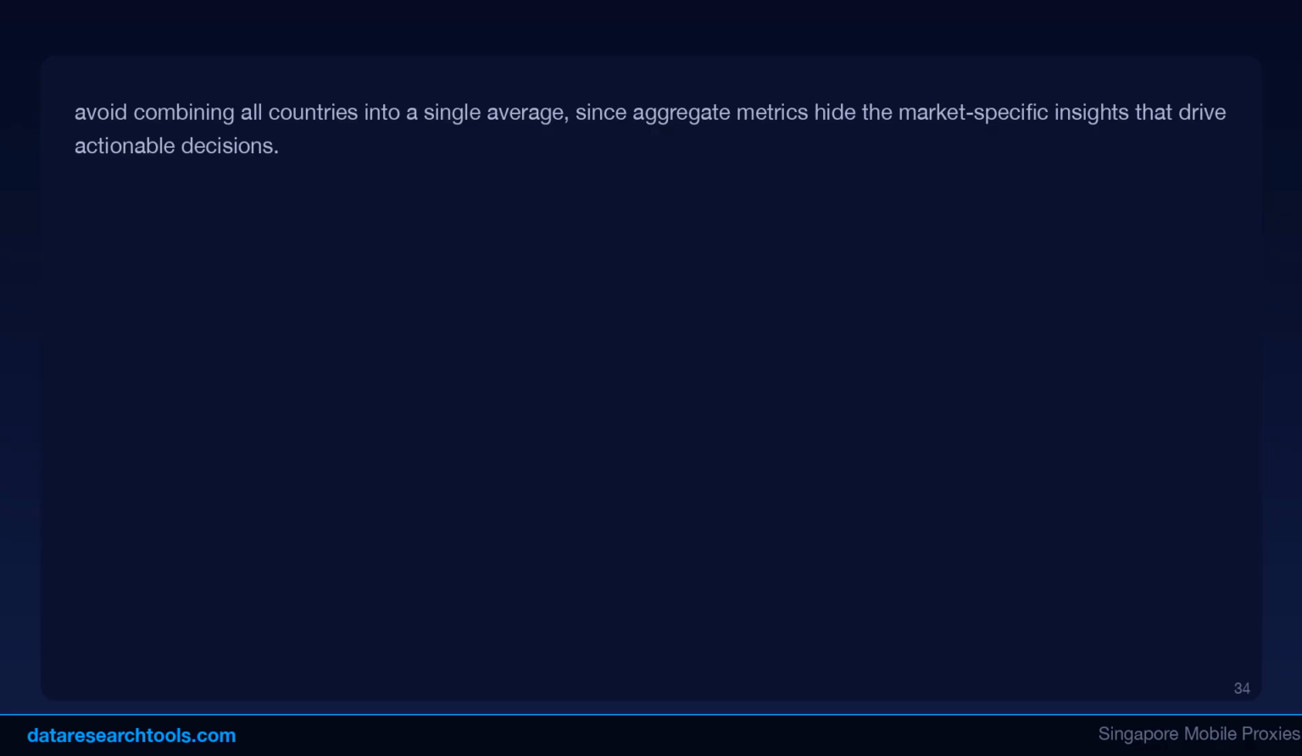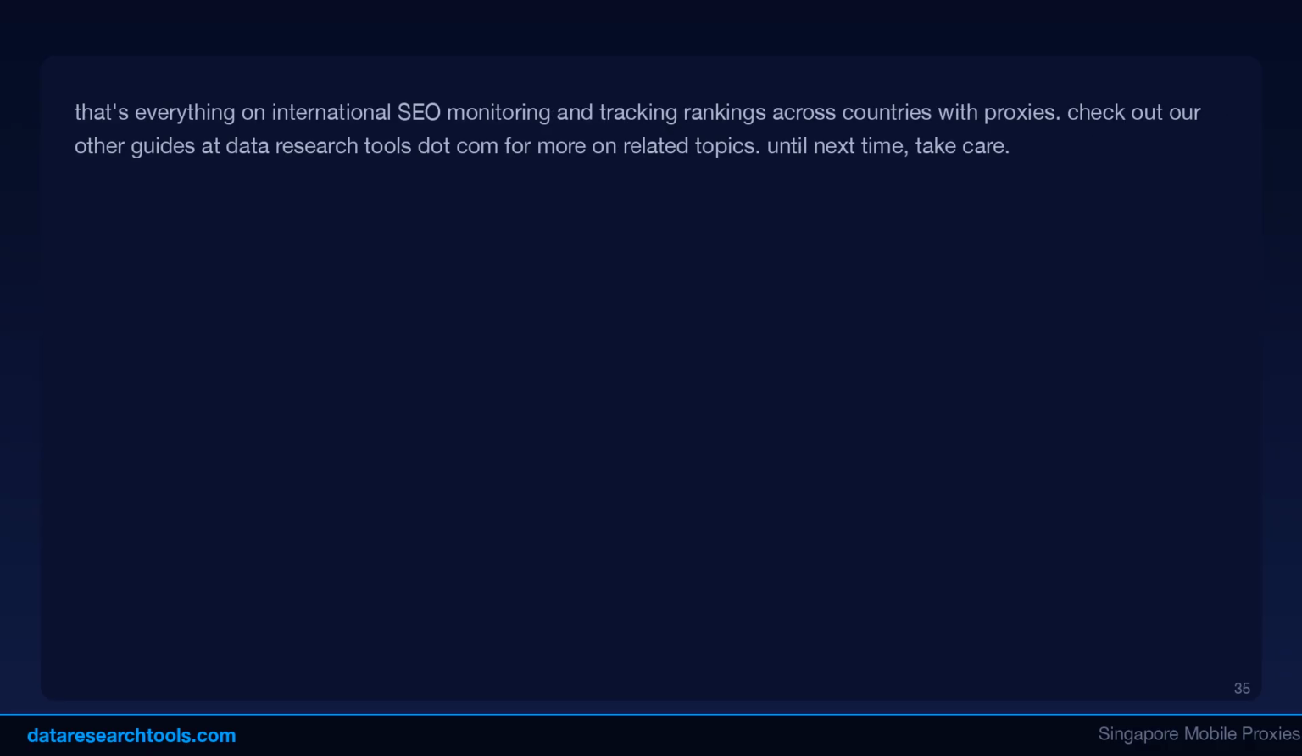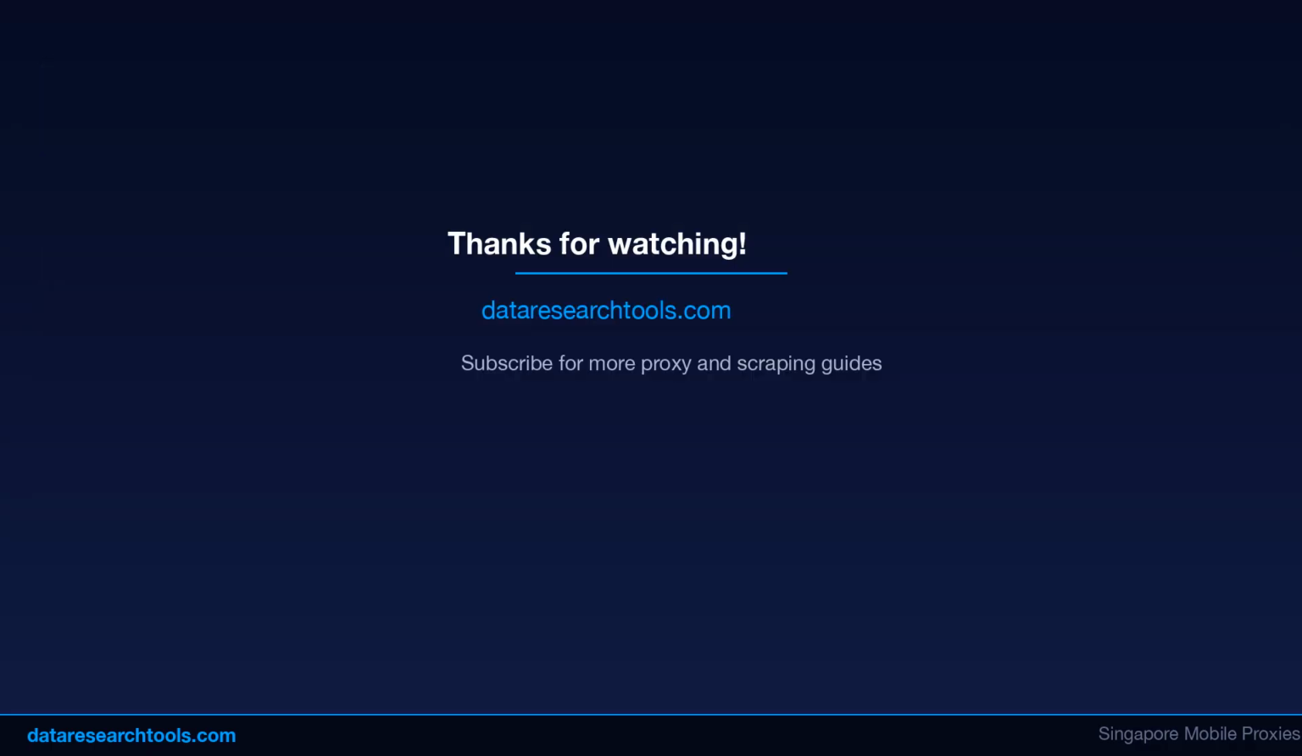Executives typically want a summary view with overall visibility score per country, trending indicators, and a comparison across markets. SEO teams need the detailed keyword-level data with position history, SERP feature tracking, and competitor analysis. Avoid combining all countries into a single average, since aggregate metrics hide the market-specific insights that drive actionable decisions. That's everything on international SEO monitoring and tracking rankings across countries with proxies.